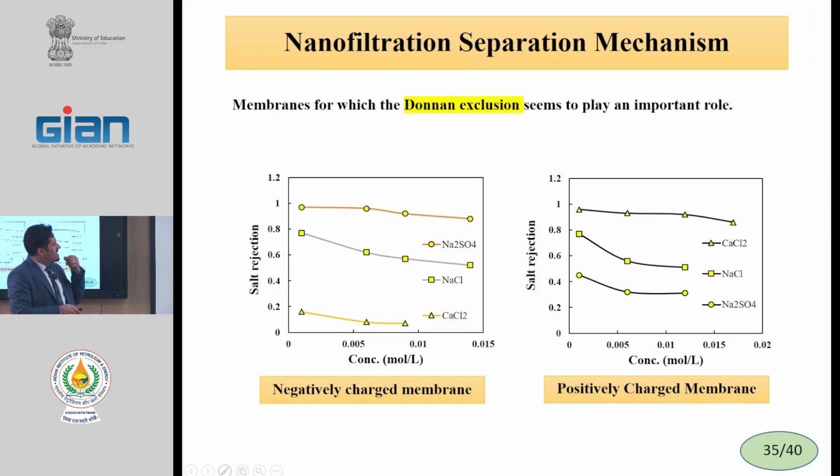Another separation mechanism, as I discussed before, is Donnan exclusion. In Donnan exclusion, the charge of the membrane is important. When we have a negative charge on the membrane surface, you see that the sulfate ions with 2- charge are rejected more. After that, sodium chloride, and after that, calcium chloride.